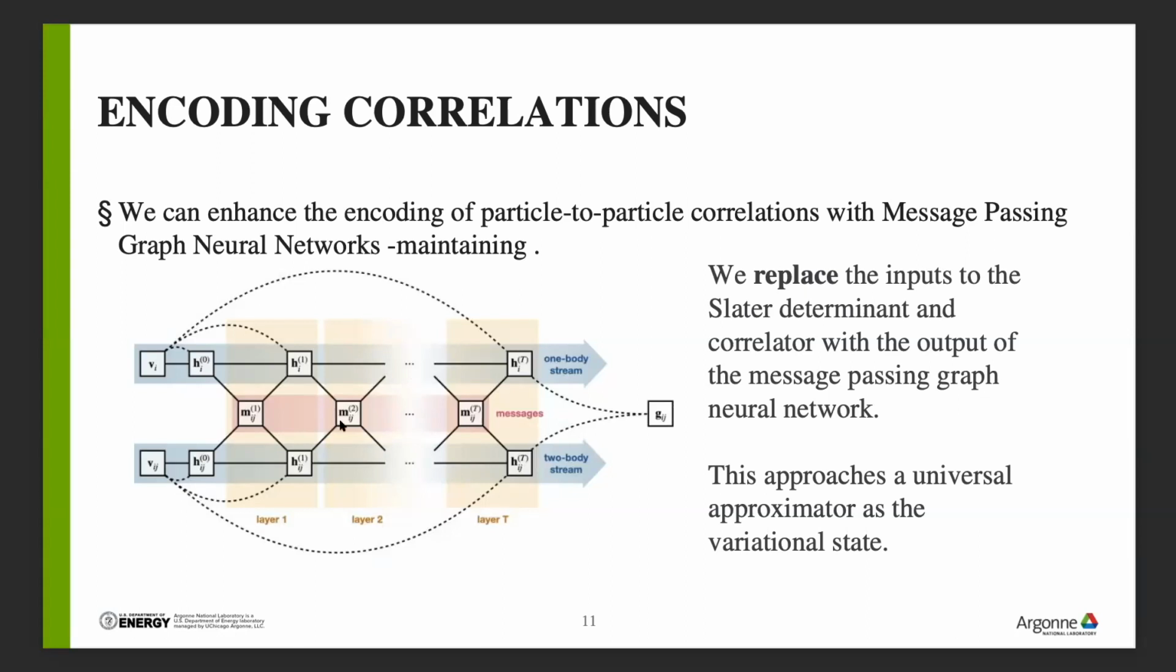So when you combine this technique with the previous wave functions, this actually gets us to a universal approximator for a variational state. So in principle, we can solve any correlated state with this if we have enough computing power.